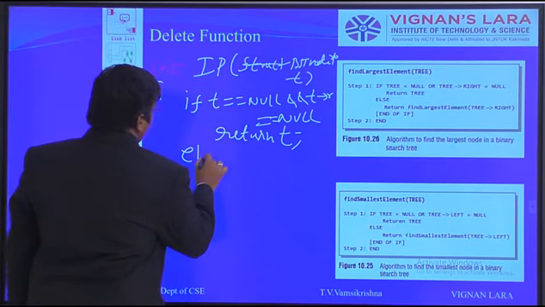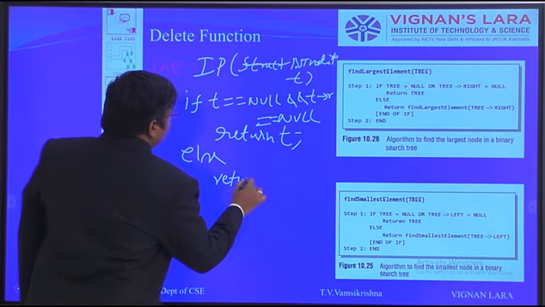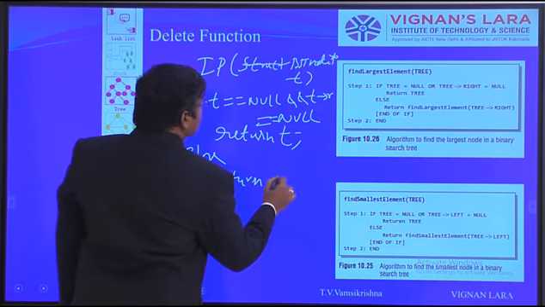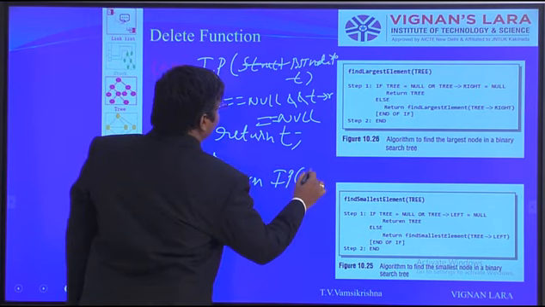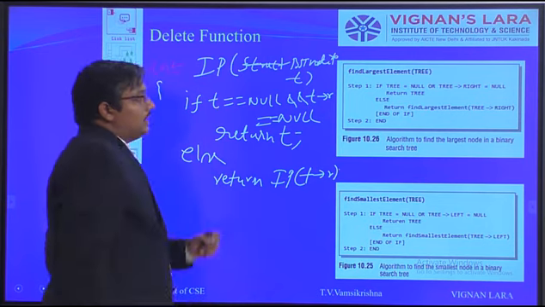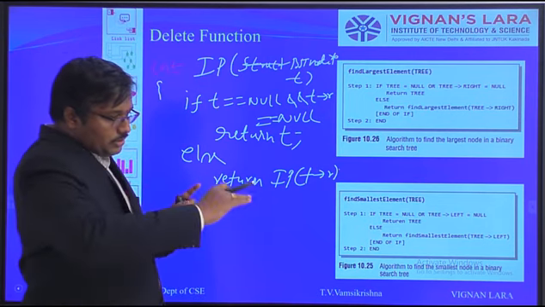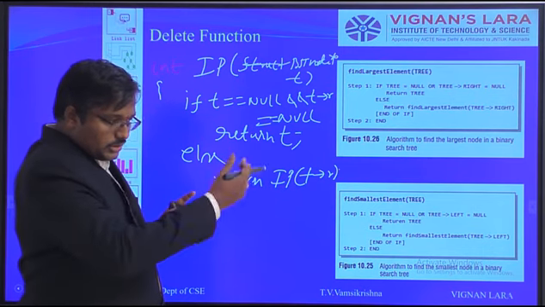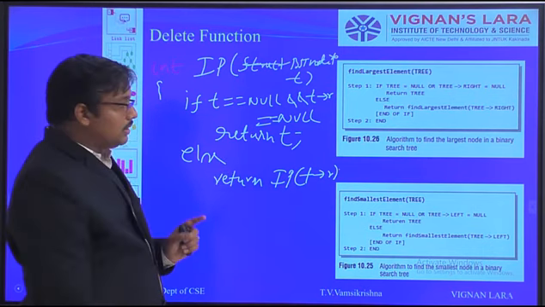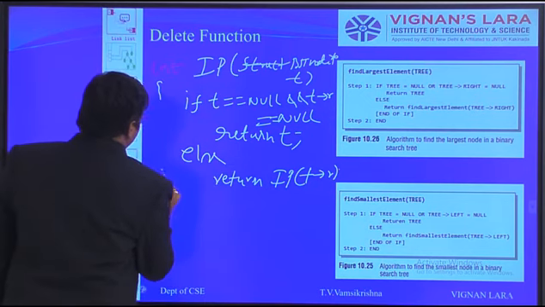Otherwise, return the recursive call: in-order predecessor of T of right. Why? Because here we need to find the largest element. For the largest element in the left subtree, the right position is there. The left position is always the minimum for the particular element. That's why we are moving to the right position.